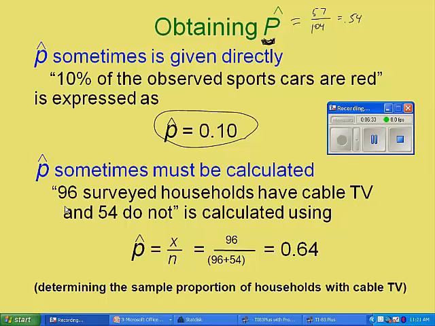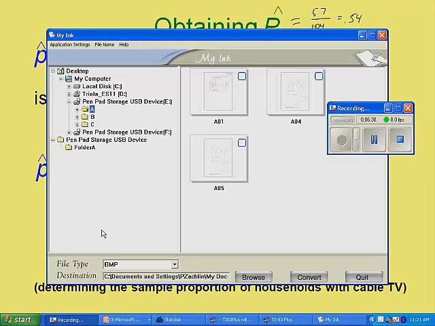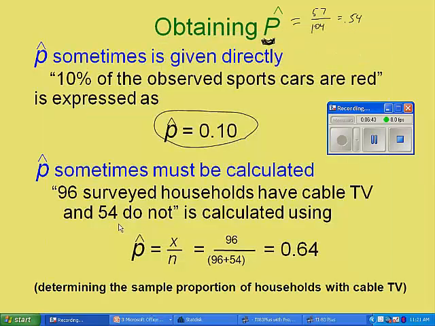Look at this one, it's a good example. 96 surveyed households have cable TV, and 54 do not. Oops, sorry about that. Actually, we did a little informal survey in here. Some of you were telling me you don't have cable, right? Well, if I wanted to know what p hat, the proportion, is, does this make sense to you as how you get it? 96 divided by, well, you'd have to add those together, right? Because that'd be the total, n. Does that make sense to people?